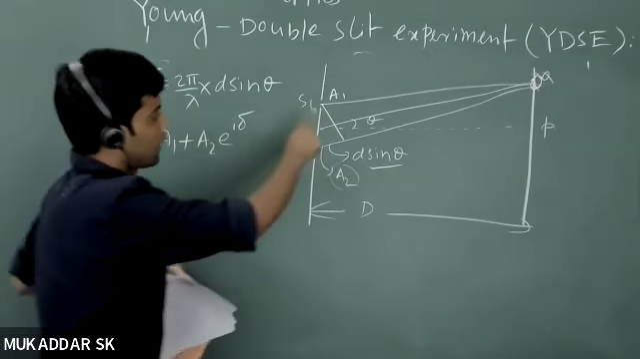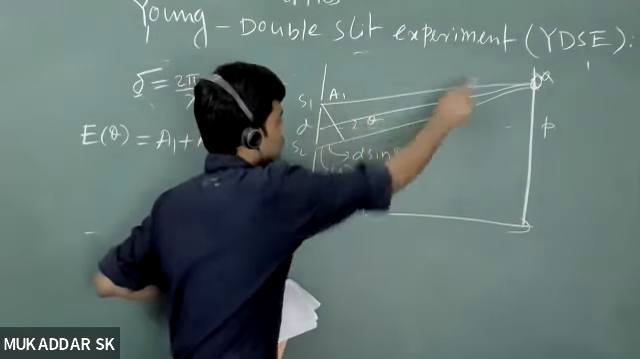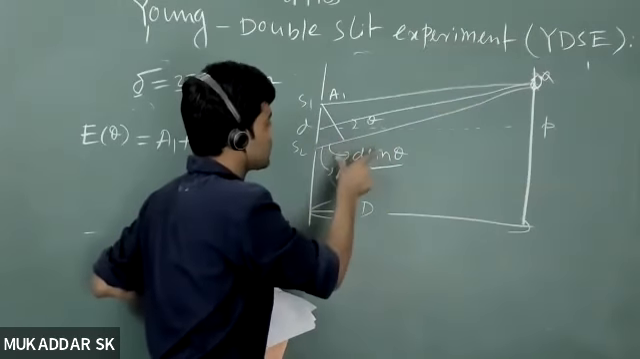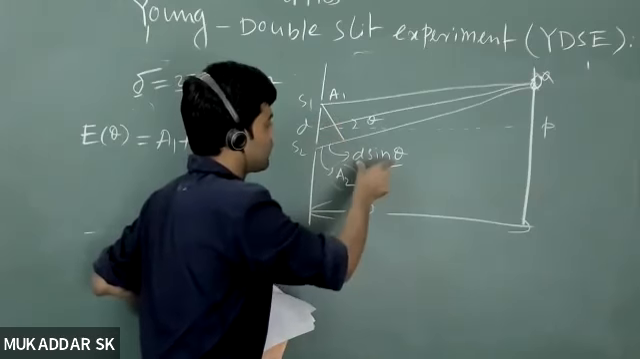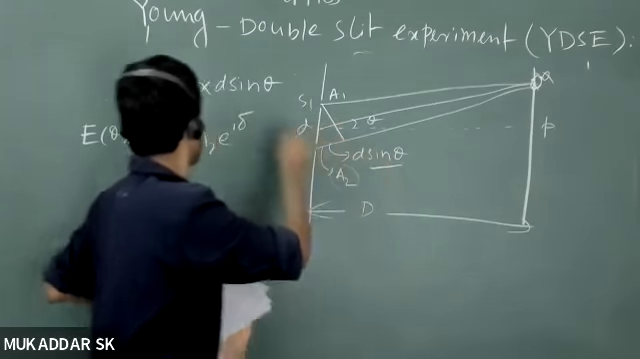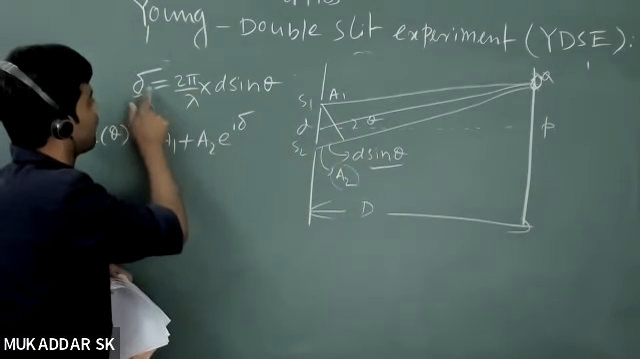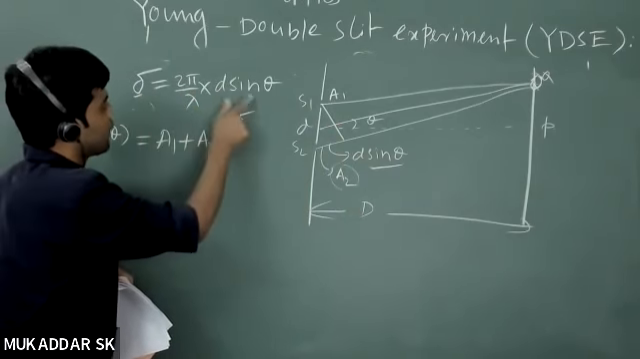Again I am repeating, amplitude A1 is coming from S1, A2 is coming from S2. Their path difference is how much? Path difference between these two rays is d sin theta. Phase difference will be how much? 2 pi by lambda times the path difference. The phase difference is delta, that is 2 pi by lambda d sin theta.